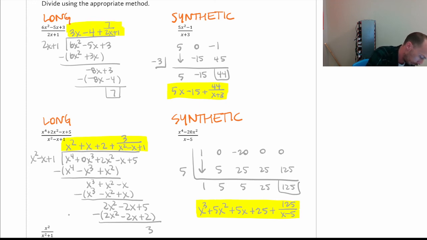I'll draw in blue an arrow right over there, how those things canceled off perfectly. That isn't always going to happen. Your remainder doesn't always have to just be a number, but in general, the degree of the remainder must be less than the degree of the divisor. So it's possible that I could have had like x plus some number over x squared minus x plus 1, but it's not possible for me to have like x squared or x to the third as my remainder.